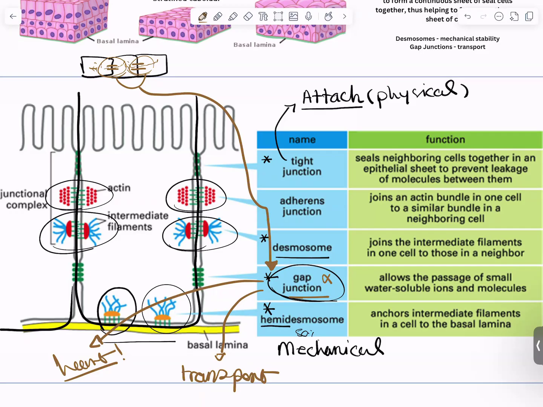Desmosomes and hemidesmosomes are about mechanical attachment to the other structures beneath the epithelial tissue. And gap junction is about transporting materials, electric signals, cytoplasm, nutrients, glucose, proteins, enzymes, and other things between the cells. So these are the main junctions that I want you to know.